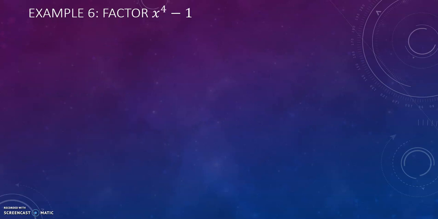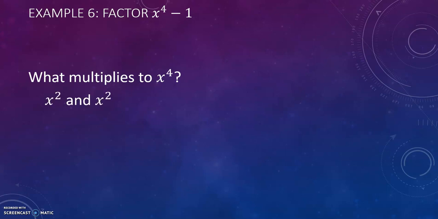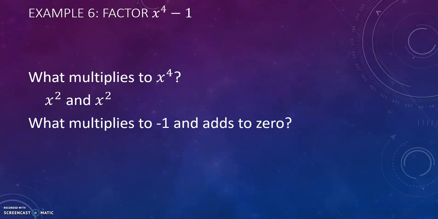Example 6, factor x to the 4th minus 1. What multiplies to x to the 4th? X squared and x squared. What multiplies to negative 1 and adds to 0? 1 and negative 1. Factor x squared minus 1 times x squared plus 1.